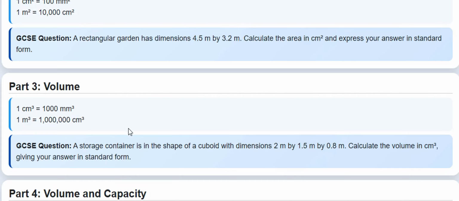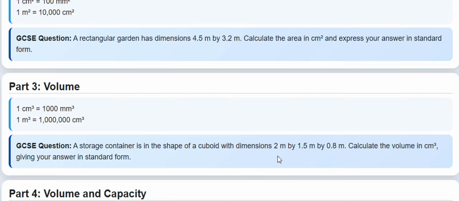In this part 3 here, we already know, of course, the unit conversions, where we know 1 centimeter cubed is equivalent to 1000 millimeter cubed, and then 1 meter cubed is equivalent to 1 million centimeter cubed. Then, in the question you are told, a storage container is in the shape of a cuboid with dimensions 2 meters by 1.5 meters by 0.8 meters. Calculate the volume in centimeter cubed, give your answer in standard form.